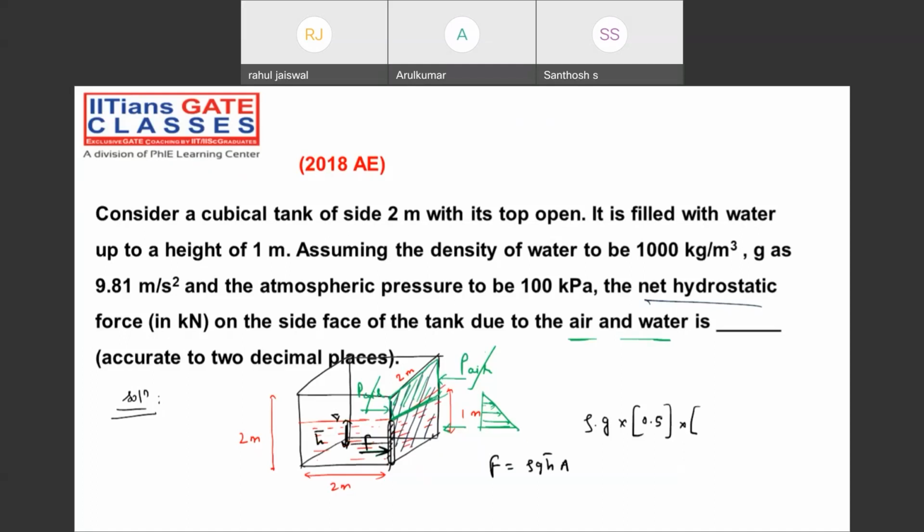And what is the cross-sectional area? What is the cross-sectional area? 1 meter into 2 meter, right? That will be the cross-sectional area or not? Tell me, guys. So what we need to find? We need to find in kilonewton.